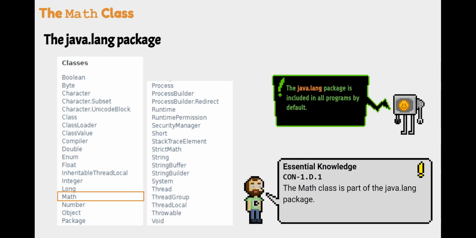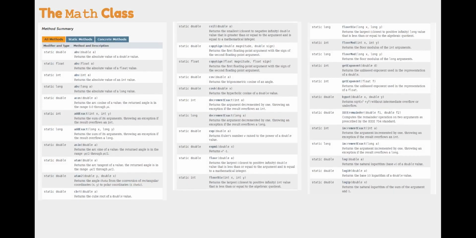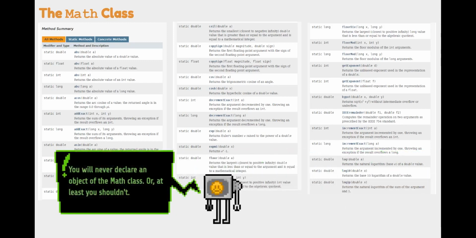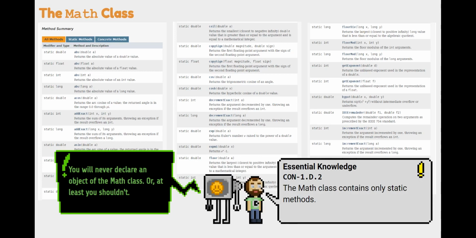The Math class is part of the java.lang package. If we looked up the Math class at the Java API, we will see that there are a lot of math methods. Looking at these methods, every method in the Math class is a static method, which means that you will never declare an object of the Math class. This aligns with our essential knowledge: the Math class contains only static methods.